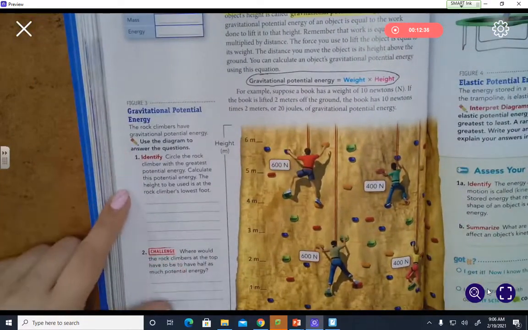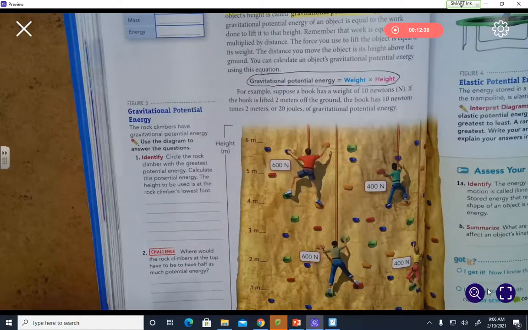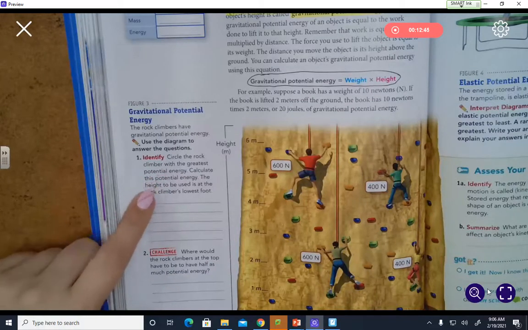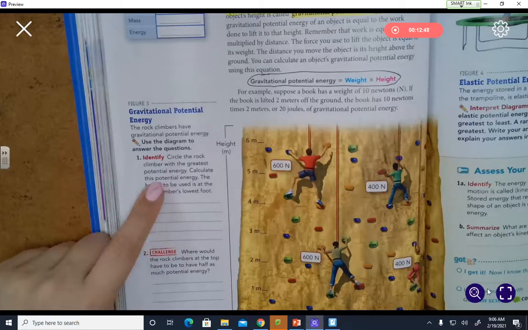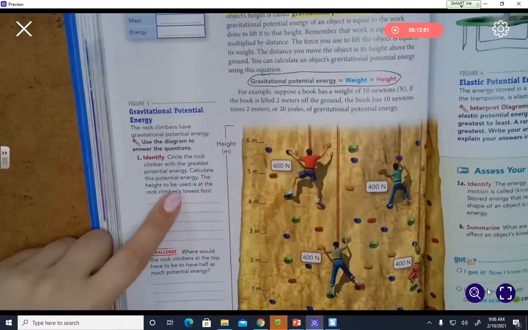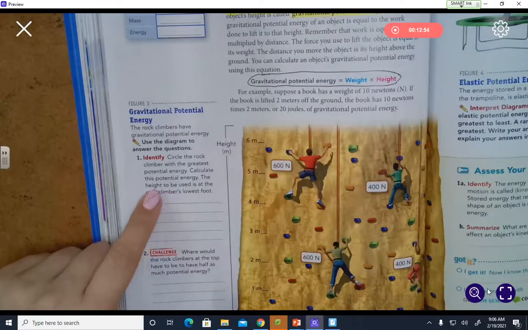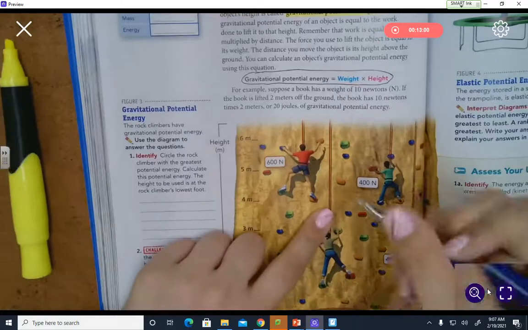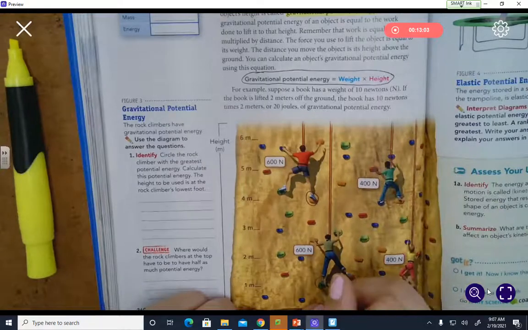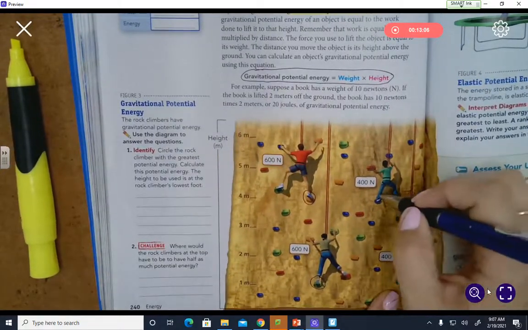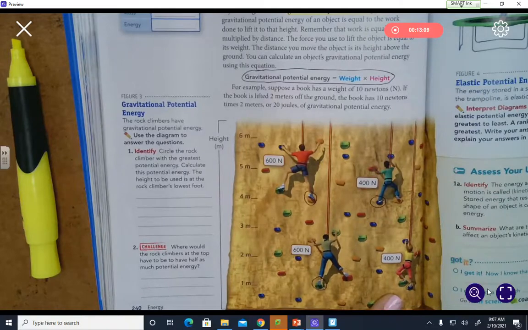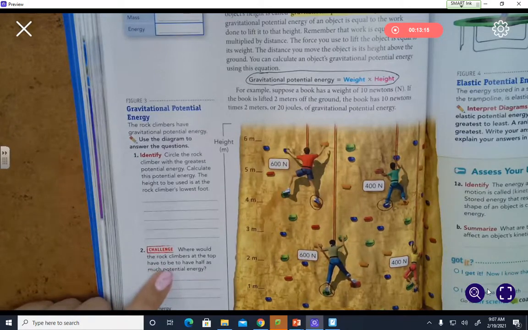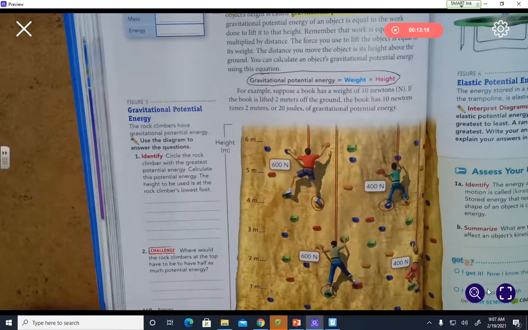Figure 3. Rock climbers have gravitational potential energy. Circle the rock climber with the greatest gravitational potential energy. Calculate this potential energy. The height to be used is the rock climber's lowest foot. So this one you want to use this foot. This one you want to use this foot, and this foot. And then the last one, where would the rock climber at the top have to climb to have half as much potential energy?